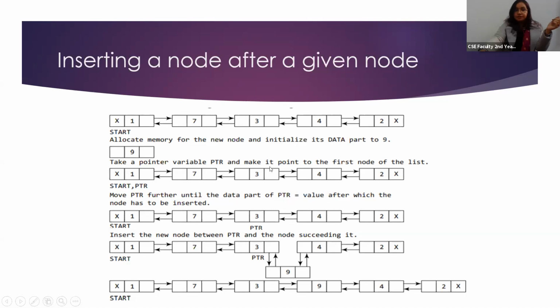Now this is the doubly linked list, and suppose I want to insert this node after 3. That means a node containing 3. So here you see they have used only one pointer. So they have used one pointer and traversed it up to 3, and there they have inserted this new node.